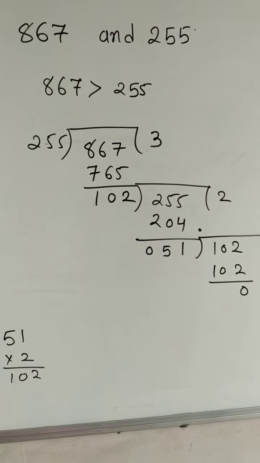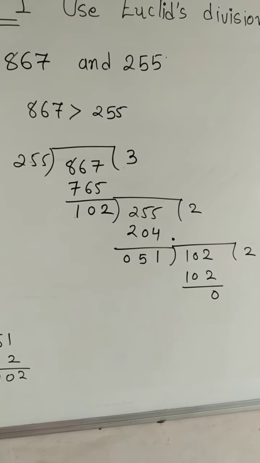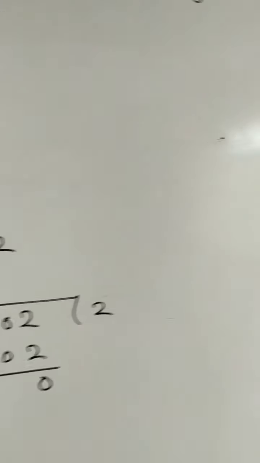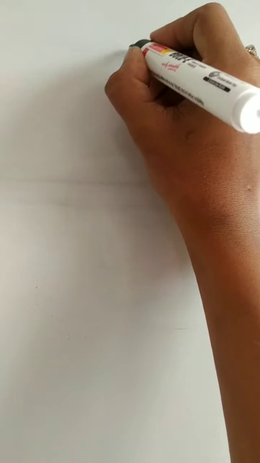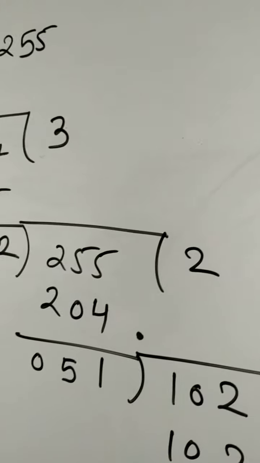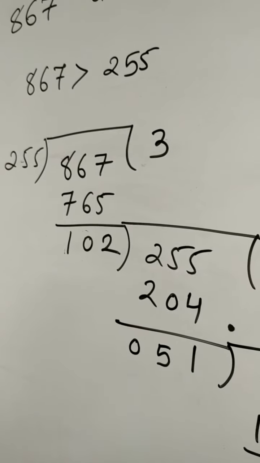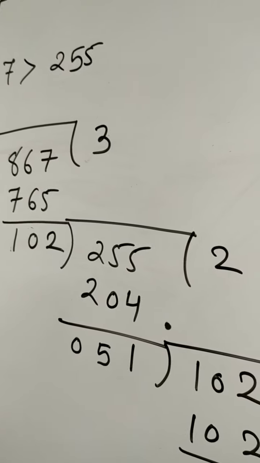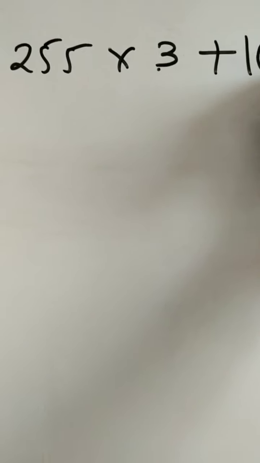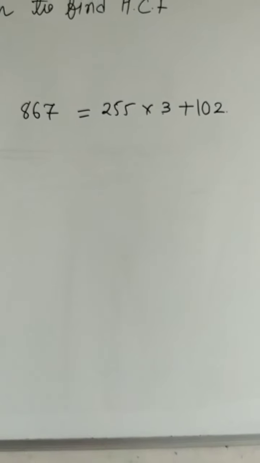Here we have seen the whole process, but this part is in rough. Now we will start writing the fair work in the form of Euclid's algorithm. 867 is equal to 255 into 3, and the remainder we are getting is 102. So this is our first step.